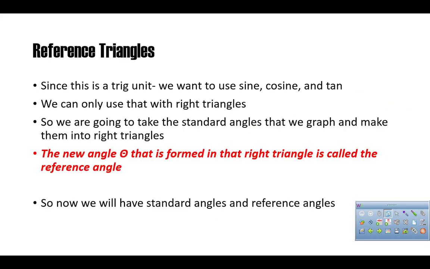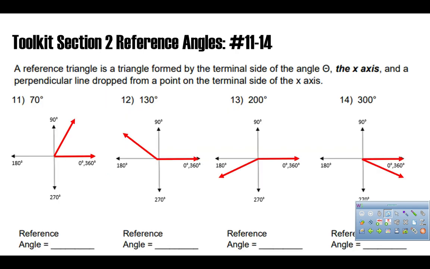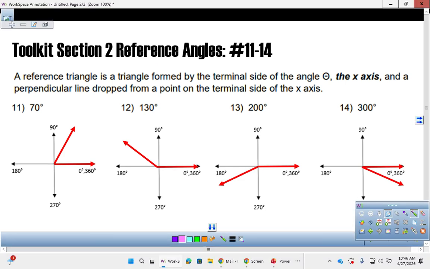So, reference triangles. So here we go. I'm taking the images that you just had. All of that is 11, 12, 13, and 14. Now you see it here. And I want to create a reference triangle. The key to a reference triangle is that it's created with the terminal side. So the terminal side is the ending side. Right? So you'll see that all of them have this same starting side.